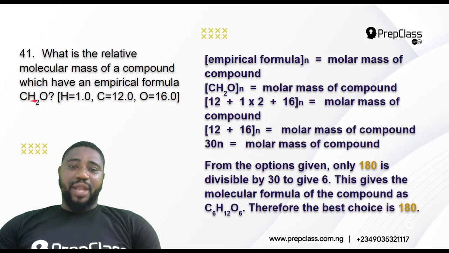So what's the empirical formula? CH2O into bracket N equals molar mass of a compound. So from your CH2O, you have your C, carbon as 12, plus your hydrogen is 2 atoms, which is 2 times 1, plus oxygen is 16, into bracket N equals molar mass of a compound. So 12 plus 2 times 1 is 2.